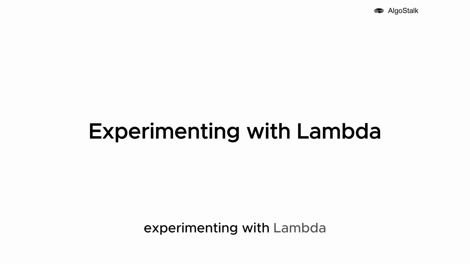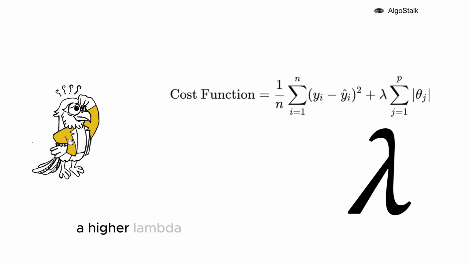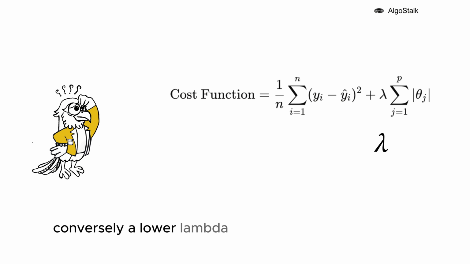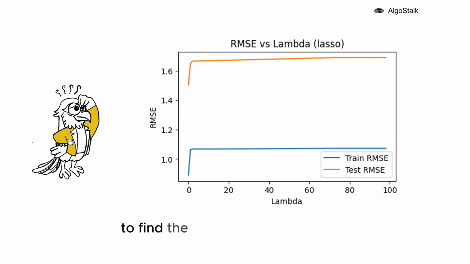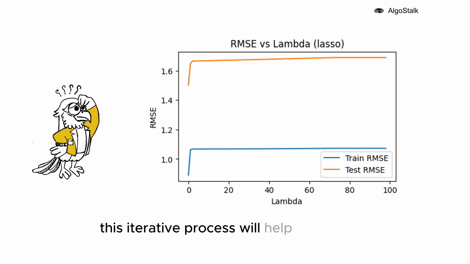Experimenting with lambda. Just like in Ridge regression, the value of lambda plays a crucial role in Lasso regression. A higher lambda forces more coefficients to zero, leading to a simpler model, but risking the omission of important features. Conversely, a lower lambda keeps more suspects in play, which can lead to overfitting and complicate the investigation. To find the optimal value of lambda, we need to experiment with different settings. This iterative process will help us discover the lambda that yields the lowest RMSE.